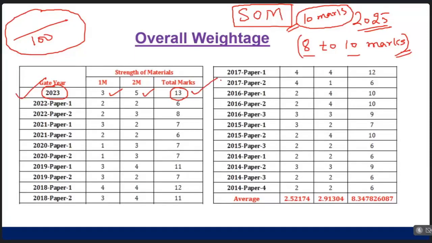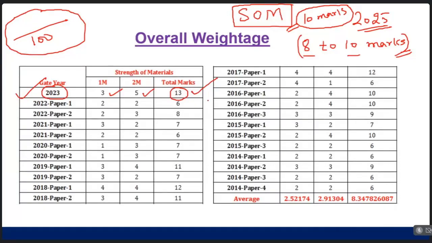So it is a very important subject first of all, and also a very basic subject, because once you go through strength of material in the best way, you can definitely go through the other subjects in the best way. This is a very basic foundation for the other subjects in mechanical as well as civil engineering.